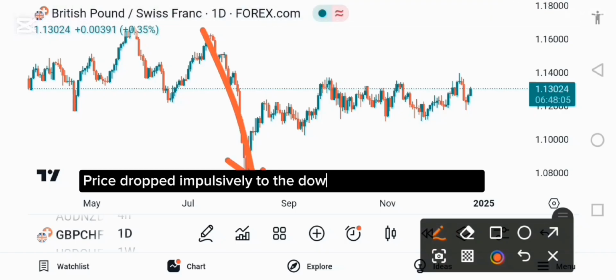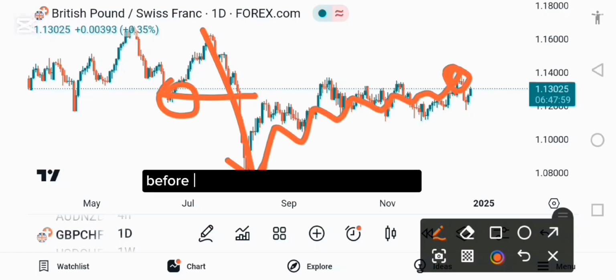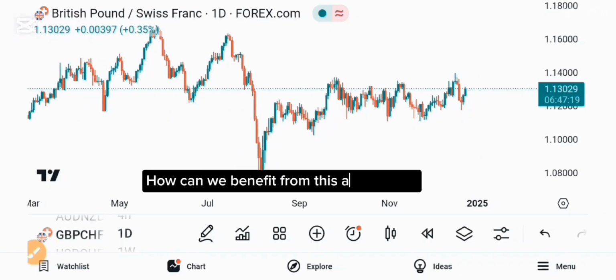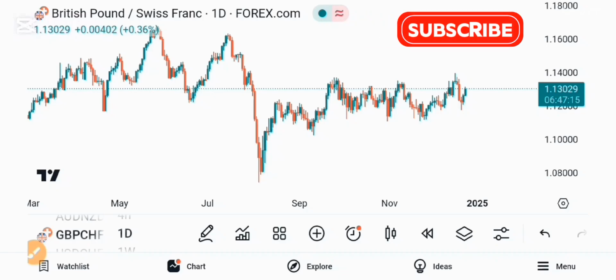Price dropped impulsively to the downside, breaking this low, then pulled back into the origin that broke the low for a test, before continuing in its original direction. How can we benefit from this as a trader? Let's find out by first identifying the break of structure.